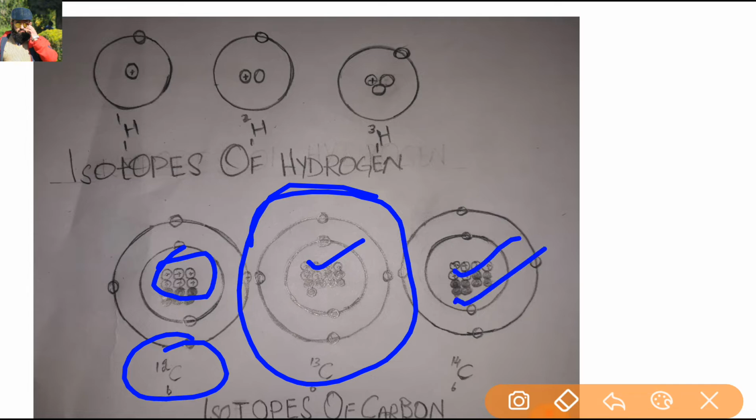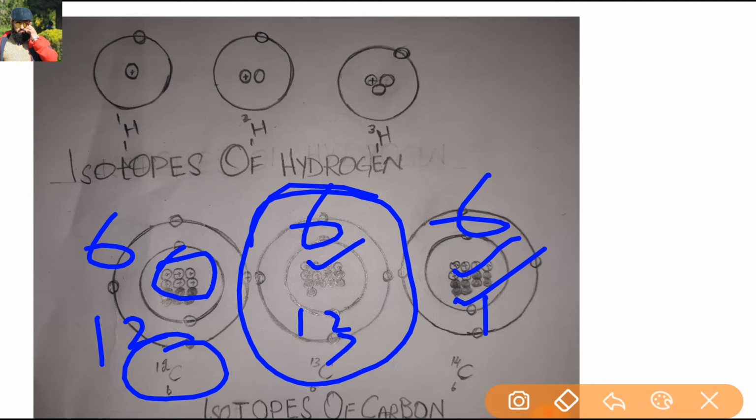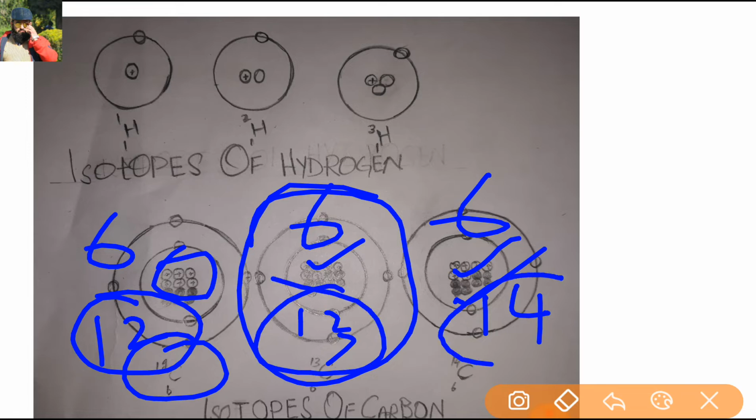So the atomic number of this isotope is 6. This is also 6 and this is also 6. But look at the mass number. This isotope will have a mass number of 12, this will have a mass number of 13, and this will have a mass number of 14. Or we can say that the atomic mass of this will be 12, of this 13, and of that atom will be 14. So these are isotopes of carbon.